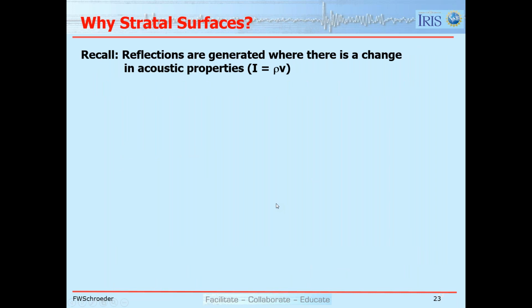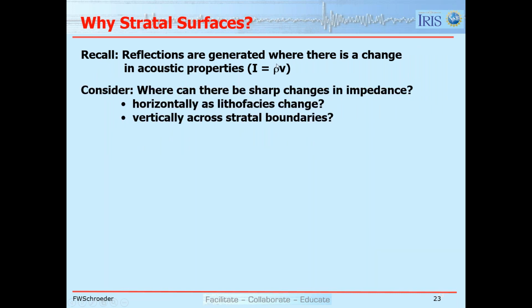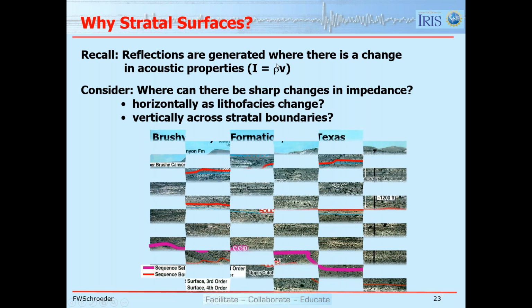So why do reflectors follow stratal surfaces? As I mentioned, impedance is equal to the velocity times the density. If we consider where we have sharp changes in impedance, we can think about how those changes might occur horizontally and how they might also occur vertically.